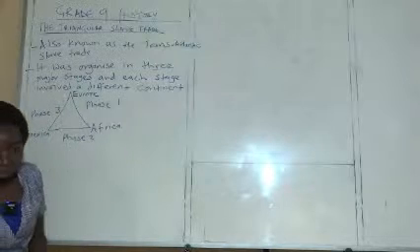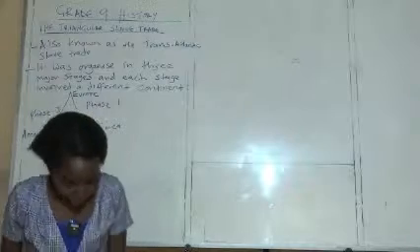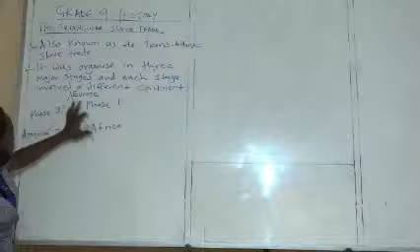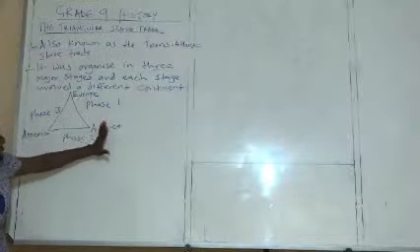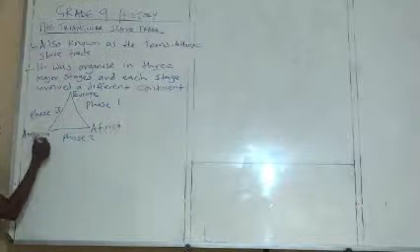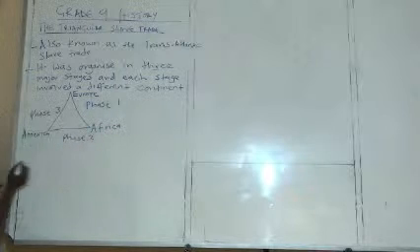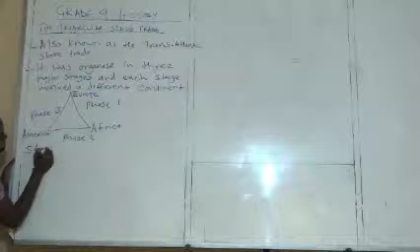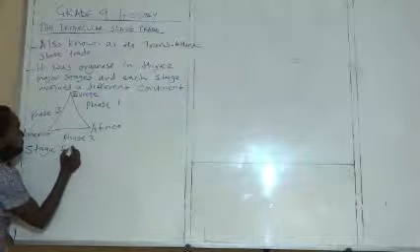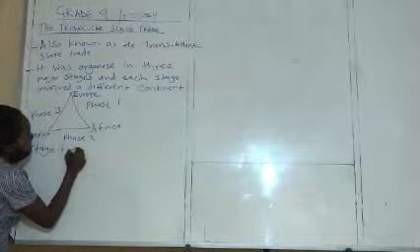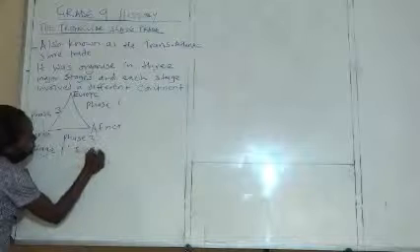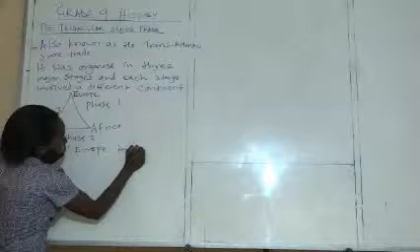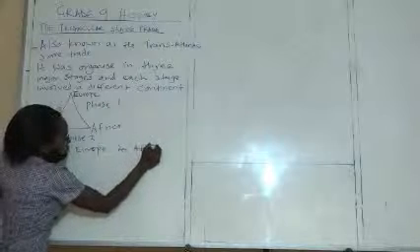The 3 stages in the triangular slave trade. So the first stage involved these 2 countries, Europe and Africa. So stage 1, Europe to Africa.